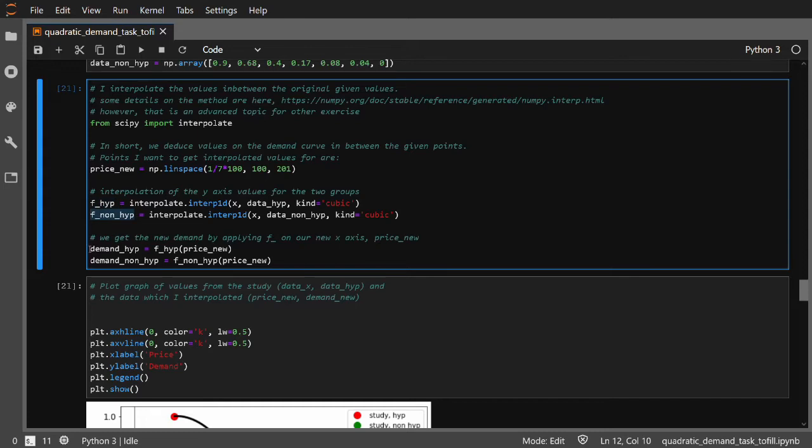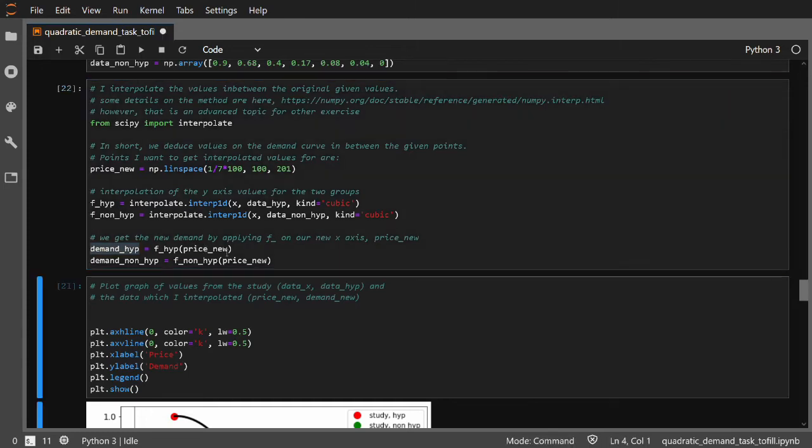In order to get the demand values, I need to apply this function to an independent variable, which is in our case the newly defined price axis. In this way, I will get 201 demand values for both hypothetical and non-hypothetical demands. We can run the cell.